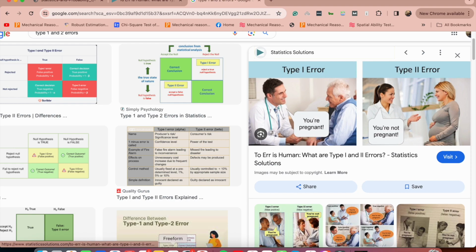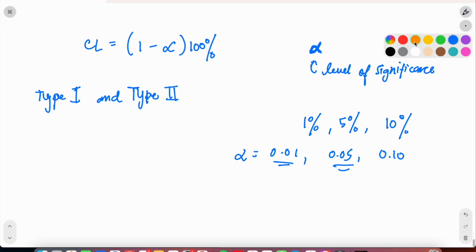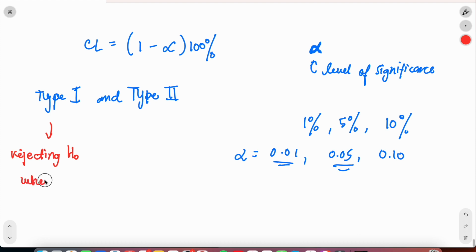Again, let me write this down. There are two types of errors. We have type 1 and type 2 errors. To err is human, so we are bound to make mistakes one way or another. Type 1 happens when rejecting H0 when it is true. And type 2 happens when accepting H0 when it is false.